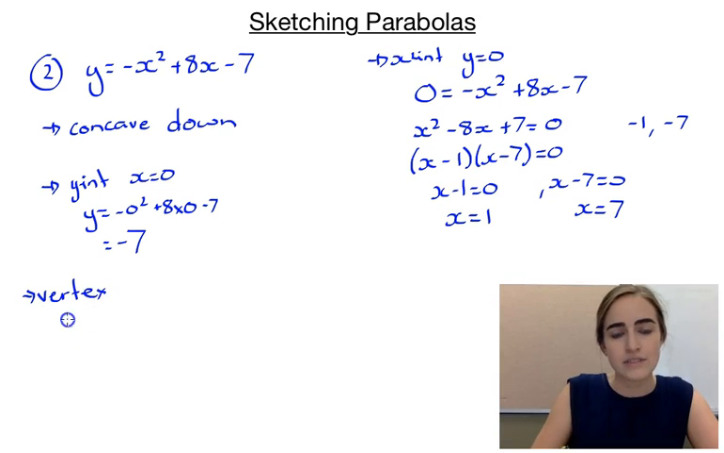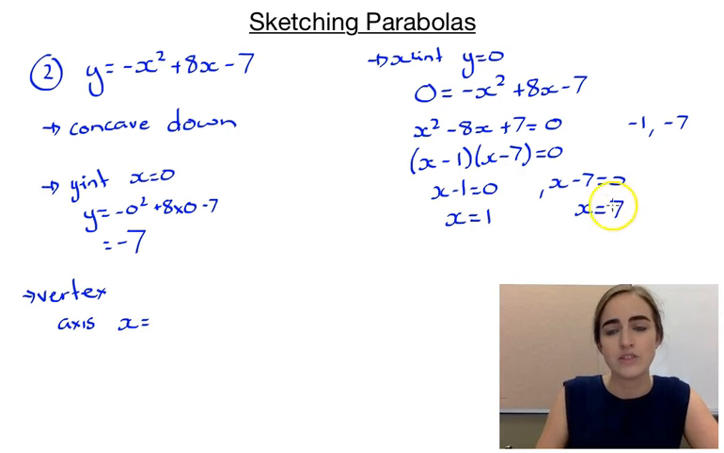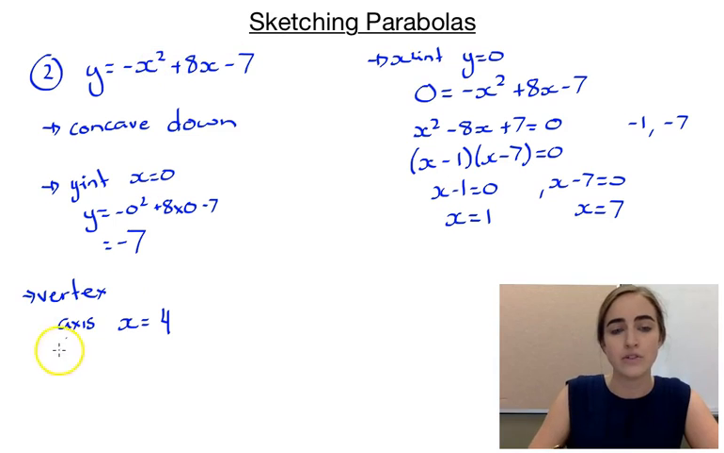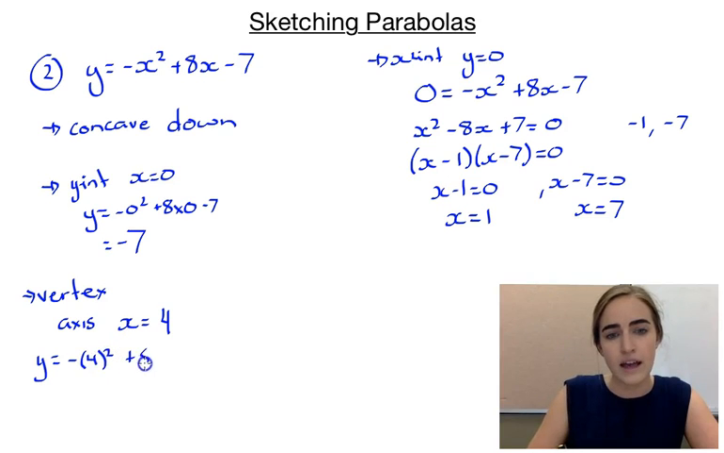So our axis of symmetry will have an x coordinate that's halfway between 1 and 7. So if you add those together, you get 8 divided by 2 and you get 4. So halfway between 1 and 7 is 4. And then we're going to substitute that x value up the top here. So we would have y equals minus 4 squared plus 8 times 4 minus 7.